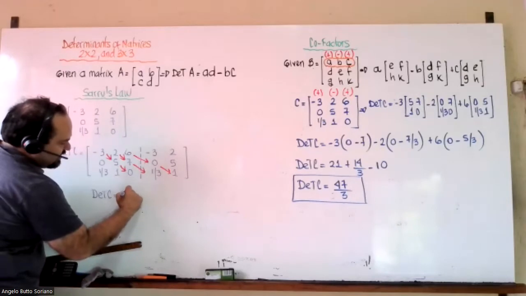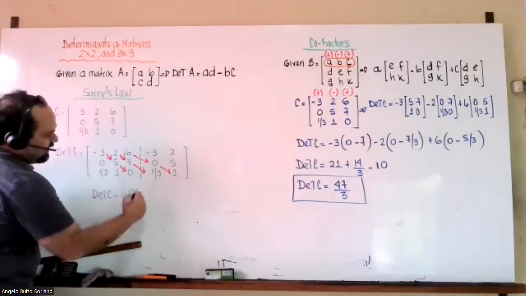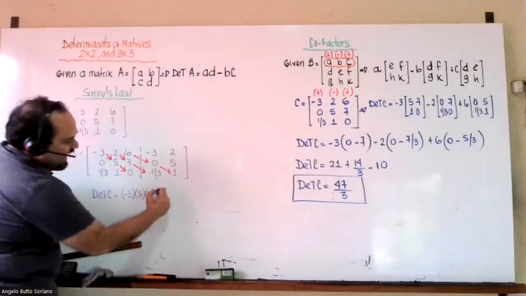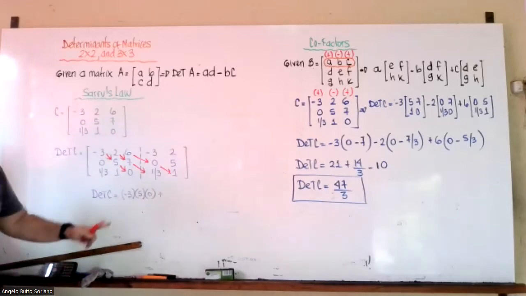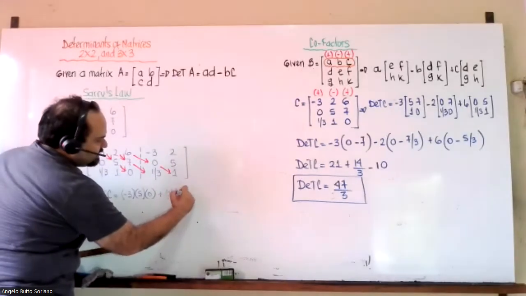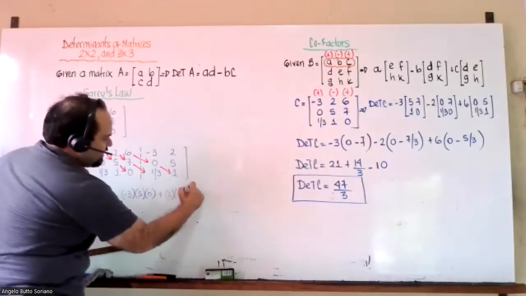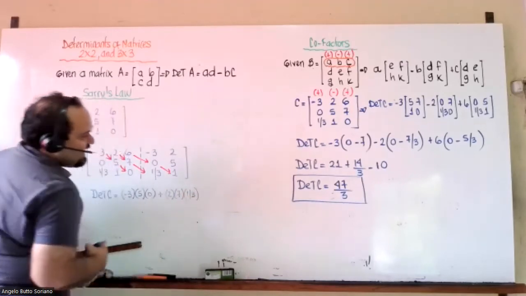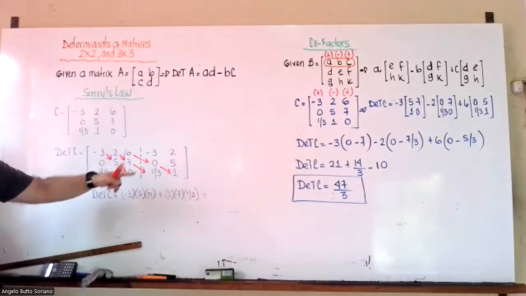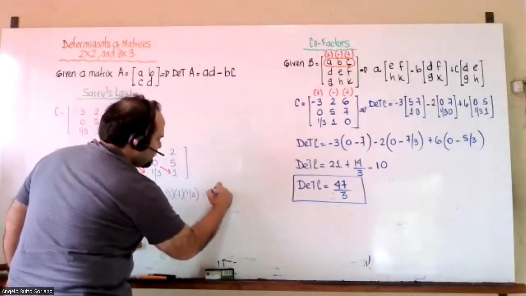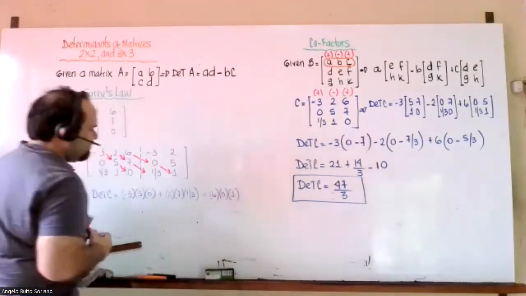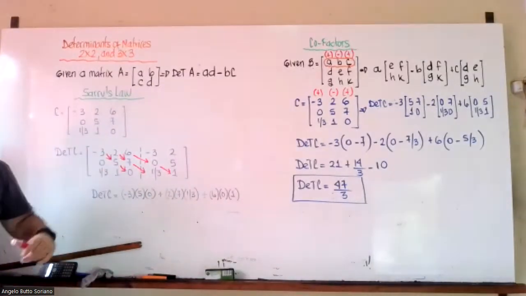We have -3 multiplied by 5 multiplied by 0. I'm going to add, always add, the second sequence, I mean, 2 times 7 times 1/3. Adding the third sequence, 6, 0, and 1, I mean, 6 times 0 times 1. Okay? We are ending the first sequence.